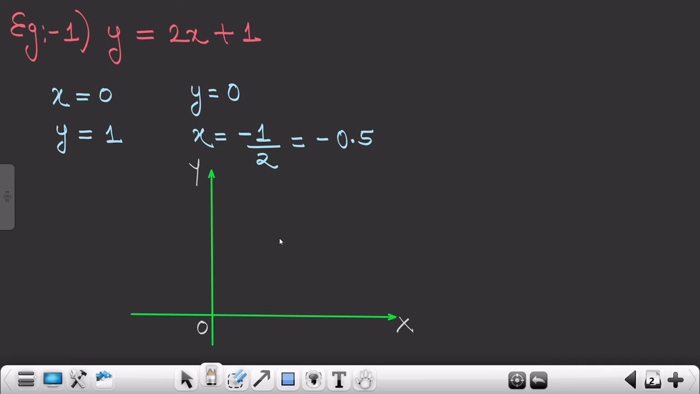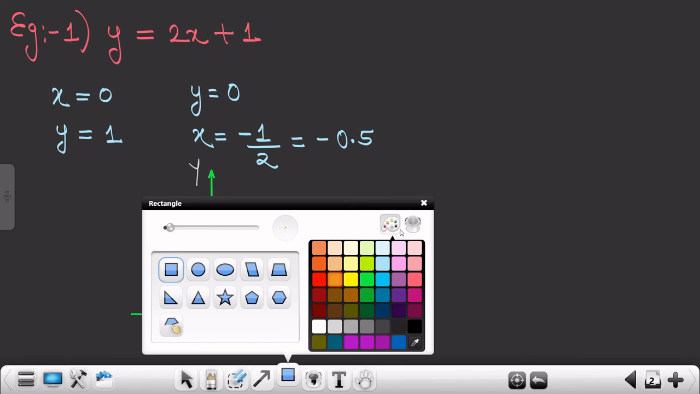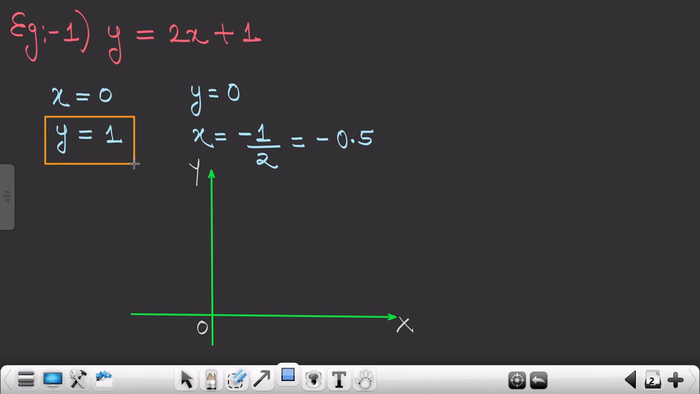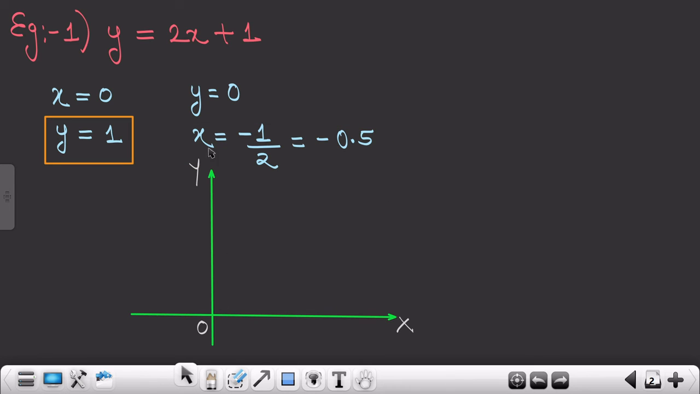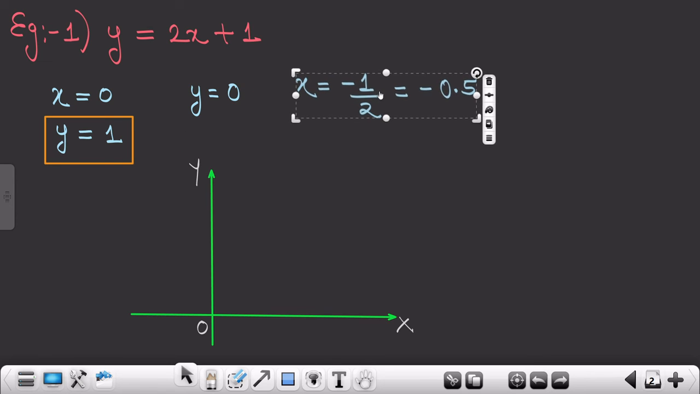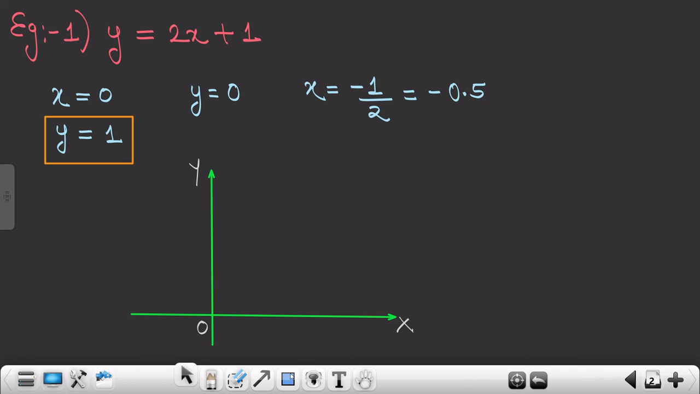Now over here, we are getting 2 points when we are putting x equal to 0 and y equal to 0. Let me highlight these two particular points, that is y equal to 1 and x equal to minus half. Before that, I'll move this part over here so that I get enough space to highlight this point. Let me highlight it with the help of one box. As you can see, we are getting two different values.